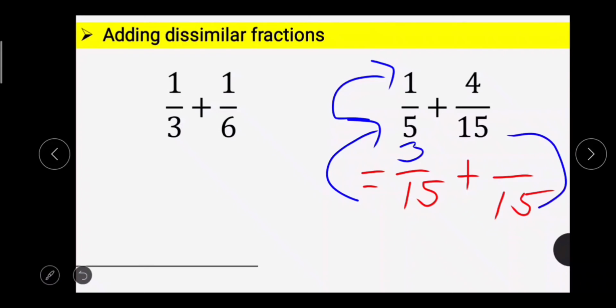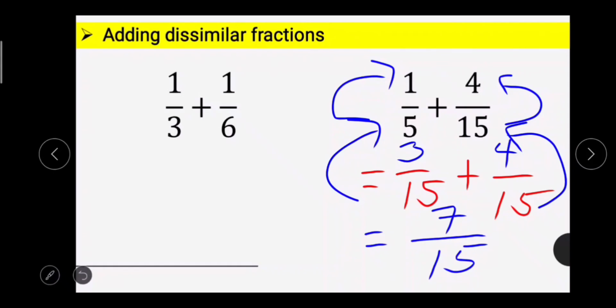Next is 15 divided by 15, that is 1. 1 times 4, that is 4. So since our denominators are the same, just copy 15, then add the numerators. We have 3 plus 4, that is 7. So our final answer is 7 over 15.